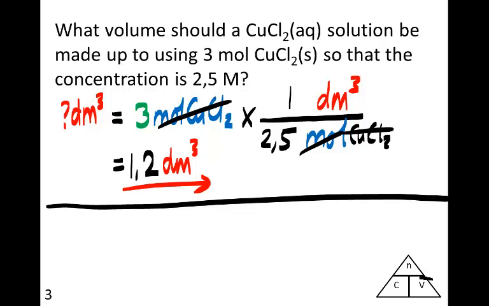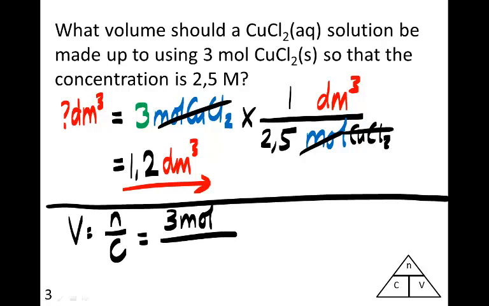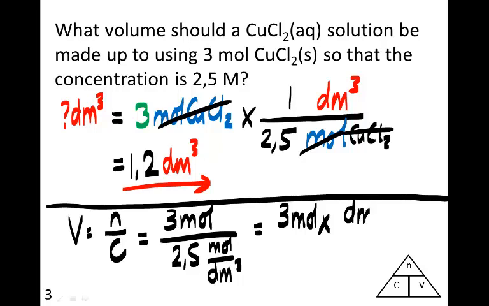What volume? So we want V. V is equal to n over C. What volume should be made using 3 moles so that the concentration is 2,5 molar, which is mole per decimeter cubed? Notice that we tip and times the bottom, so it's 3 mole times 1 over 2,5, which is decimeters cubed over 2,5 moles. Moles cancel, we're left with decimeters cubed.